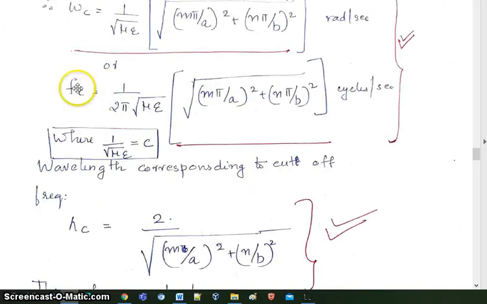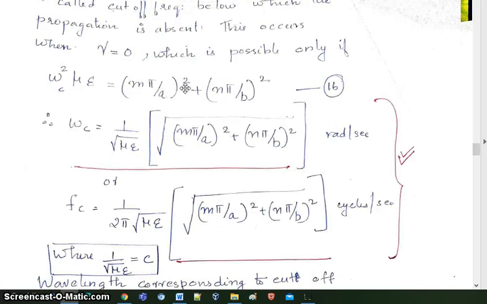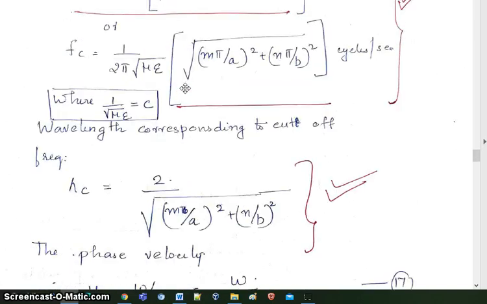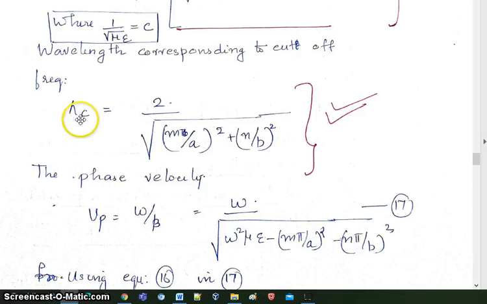If you know omega c, you can find out fc, and that is the second one. Also you know 1 by square root of mu epsilon is c, so this is the expression for your cutoff frequency. Similarly, the corresponding cutoff wavelength is given by lambda c is equal to 2 divided by square root of (m by a) the whole square plus (n by b) the whole square.